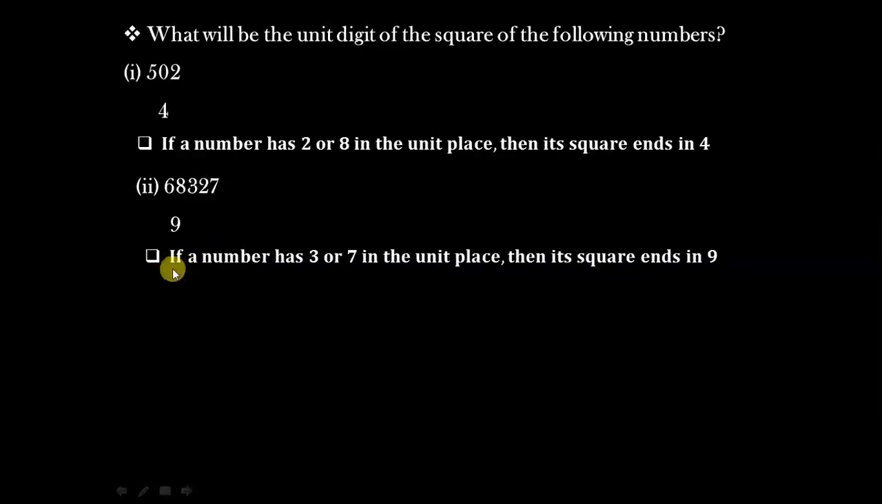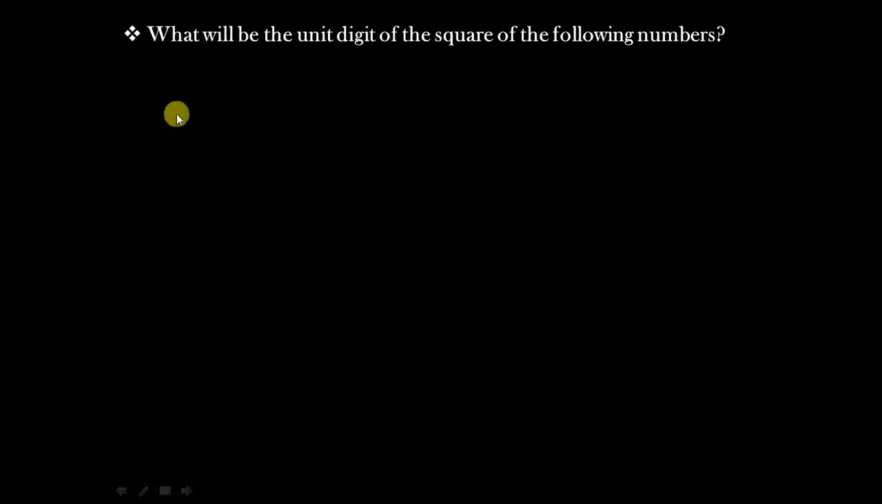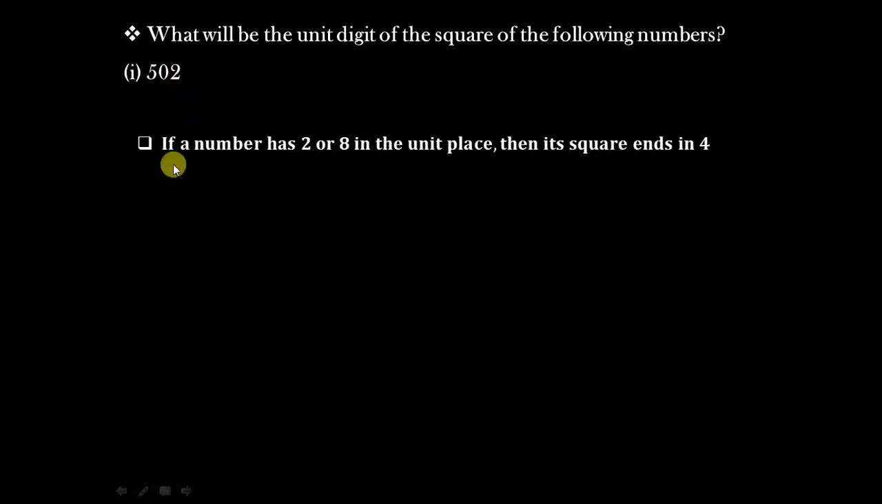So 9. The first question is, what will be the unit digit of the square of the following numbers? Number 1, we have 502. We need to check the number at the unit place. So 2 is there. We know that if a number has a 2 or 8 in the unit place, then its square ends in 4. So we can say that the unit digit of the square of 502 is 4.